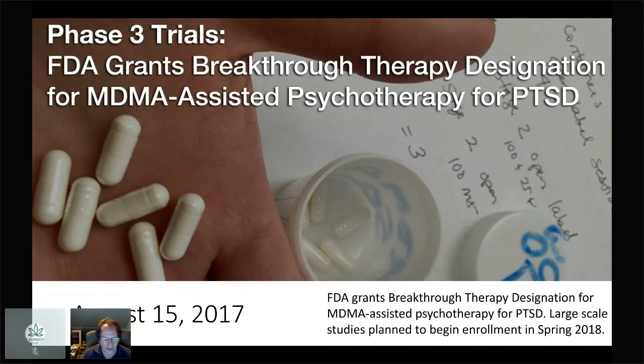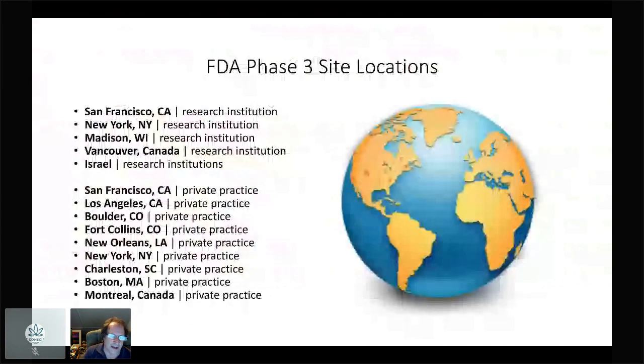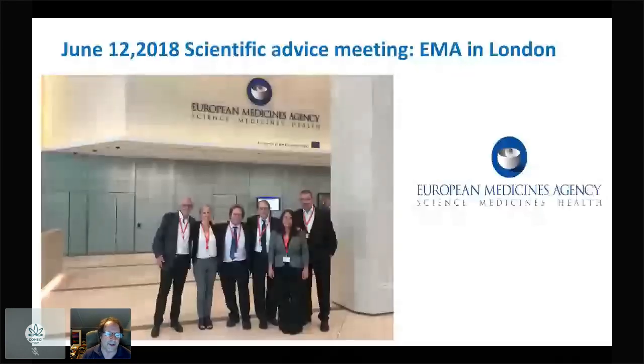Next slide, please. These are going to be the phase 3 sites. We have 15 phase 3 sites, 2 in Israel, 2 in Canada, and 11 throughout the United States. Next slide, please. After we reached all these agreements and got breakthrough therapy and special protocol assessment from FDA, we went to the European Medicines Agency and we negotiated with them their scientific advice meeting. We got approval for them to go to phase 3. Next slide, please.